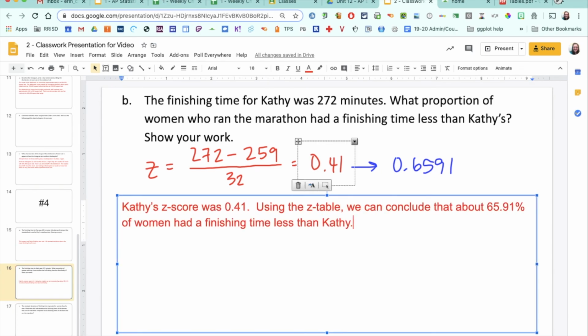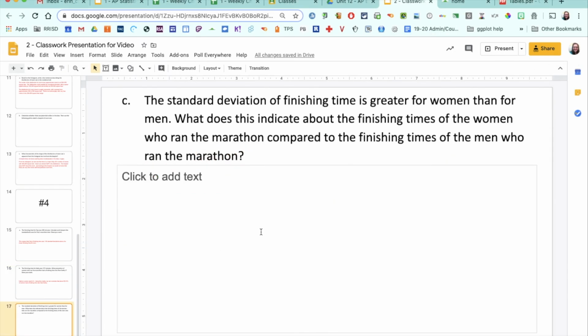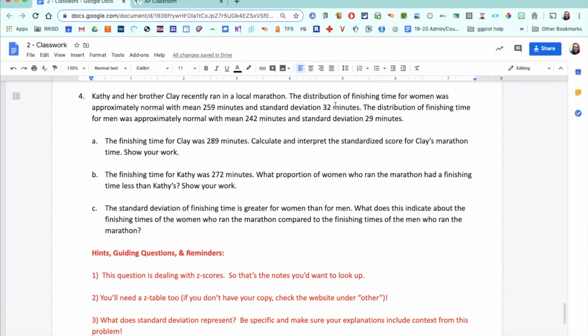So there is part B, and then last but not least, part C is saying that the standard deviation of finishing time is greater for women than for men. What does this indicate about the finishing times of the women who ran the marathon compared to the finishing times of the men? Standard deviation is a measure of spread. Specifically, standard deviation is the average distance from the mean. So women's finishing times were about 32 minutes from the mean on average, whereas for men, the finishing times were about 29 minutes away from their mean on average.